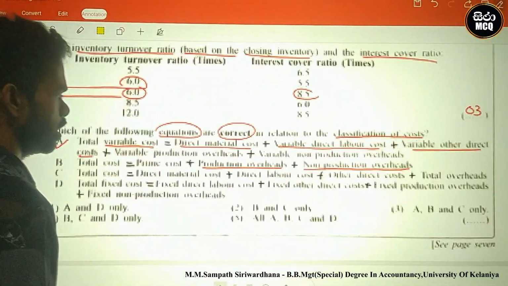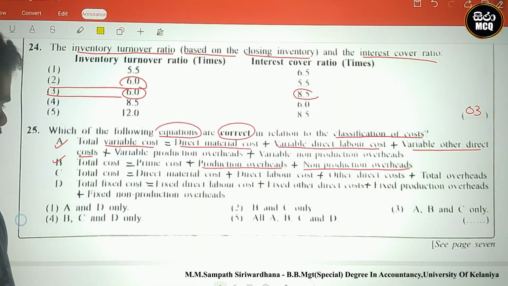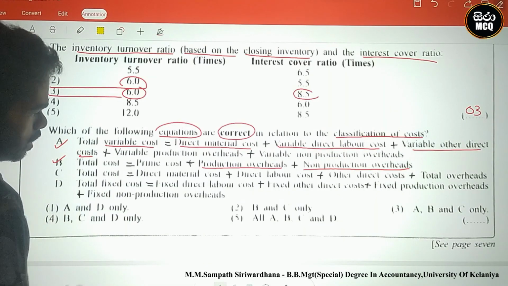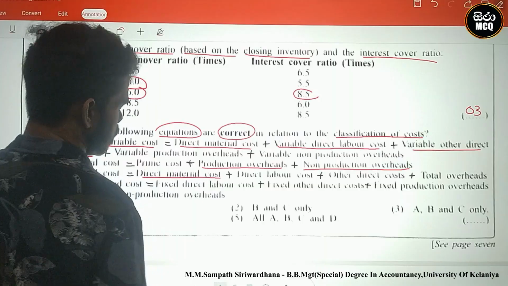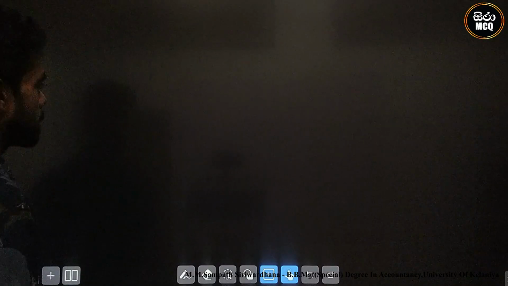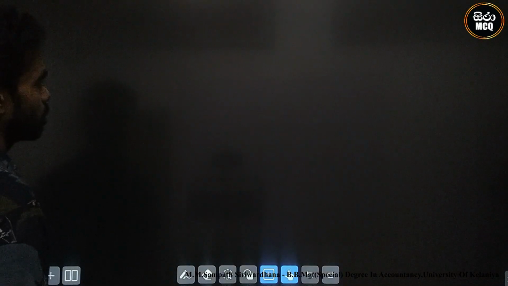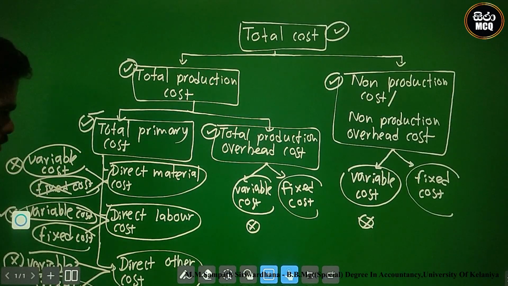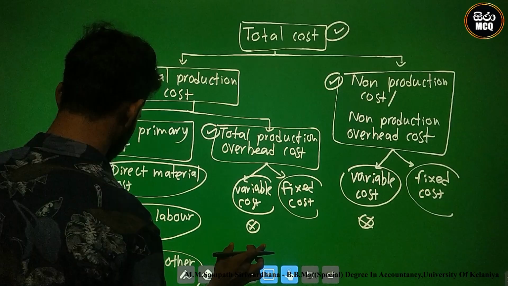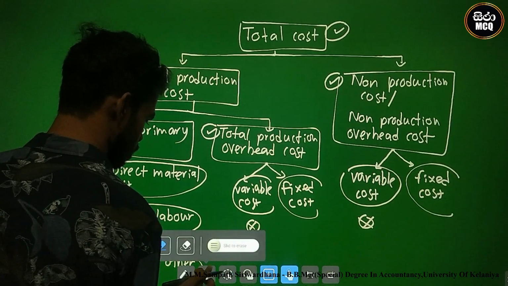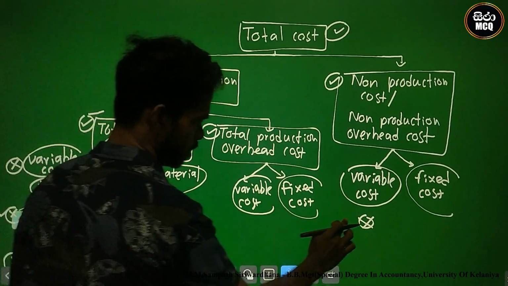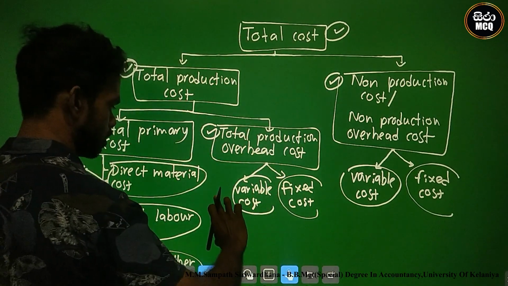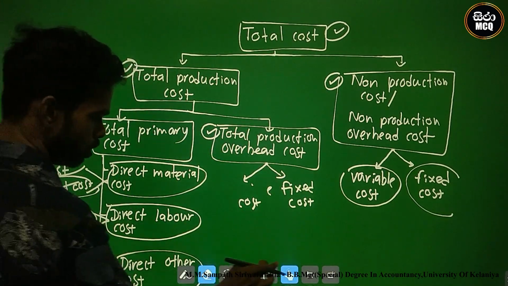B is correct. C, total cost equals direct material cost. Direct material cost means direct material. They identify total cost. Therefore, I used this wrong mark. Sorry.